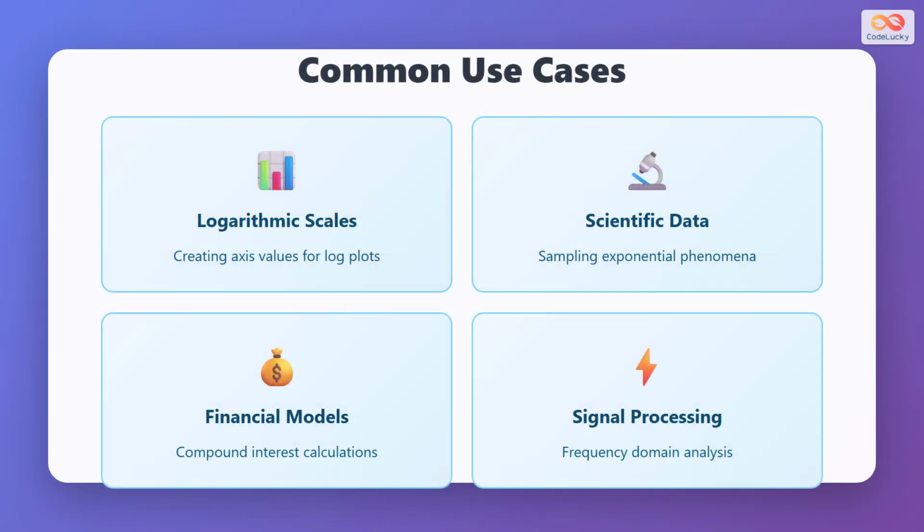Geomspace has many practical applications. It's commonly used for creating logarithmic scales when plotting data on log axes. In scientific research, it helps sample exponential phenomena like radioactive decay or population growth. Financial analysts use it for compound interest calculations and investment modeling. Signal processing engineers rely on it for frequency domain analysis and filter design. Understanding these use cases helps you recognize when geomspace is the right tool for your problem.